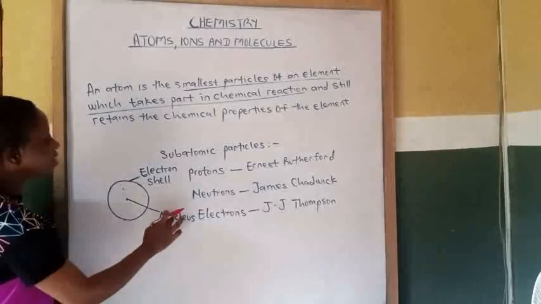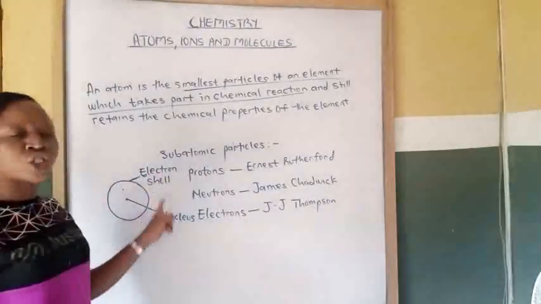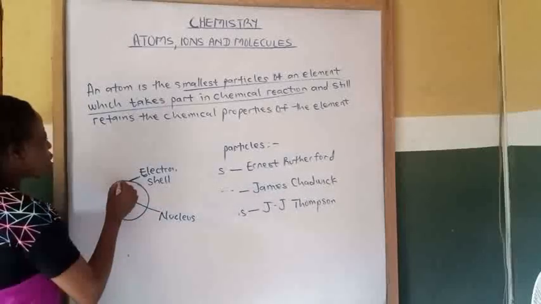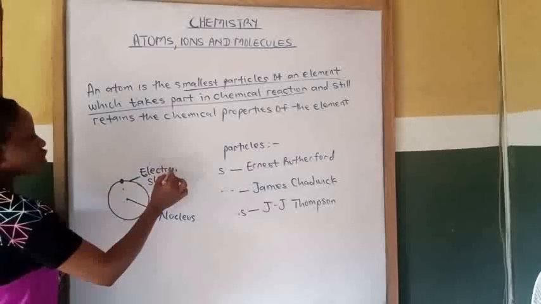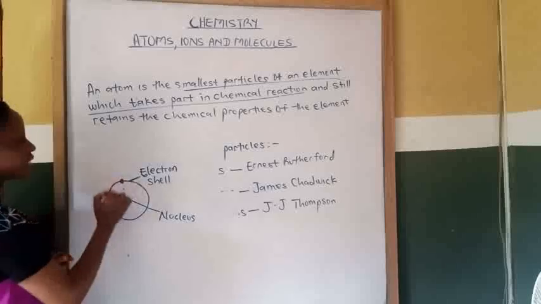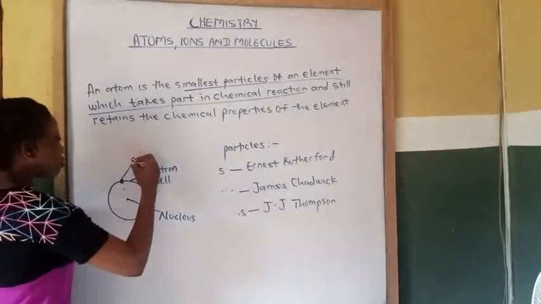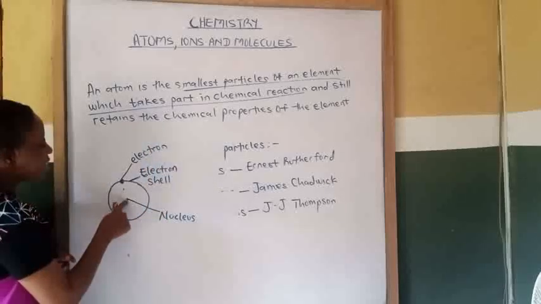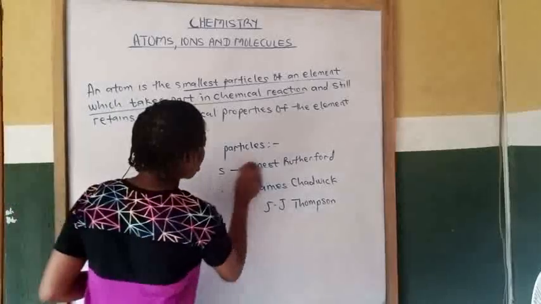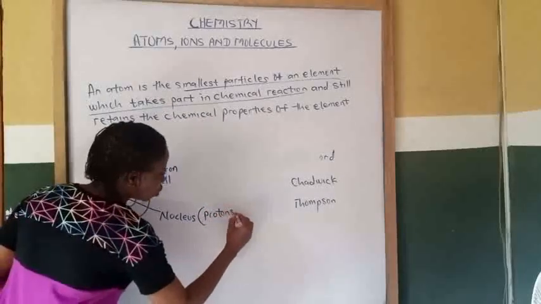So the center of the circle is called the nucleus of an atom. Why do we call the circle an electron shell? Because on this electron shell, we have electrons. The electrons revolve around the shell, that is, they move around the electron shell. This dot we represent by an electron. Then inside the nucleus of an atom, we have protons and neutrons.